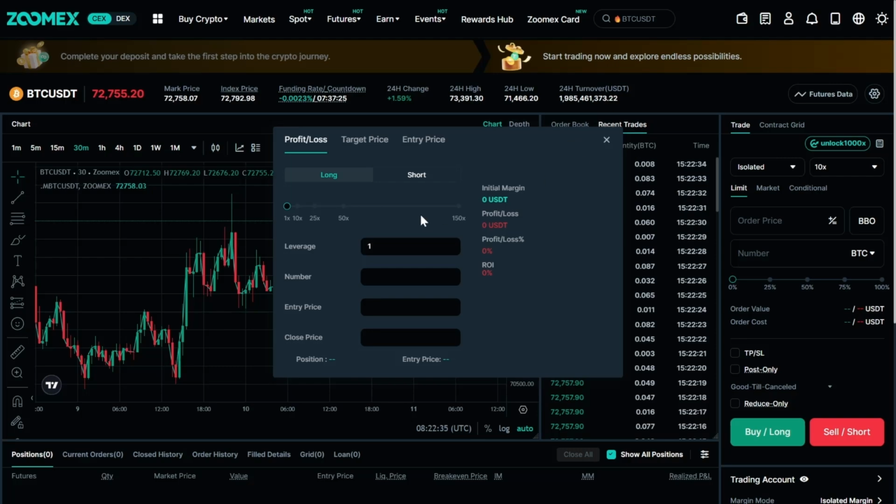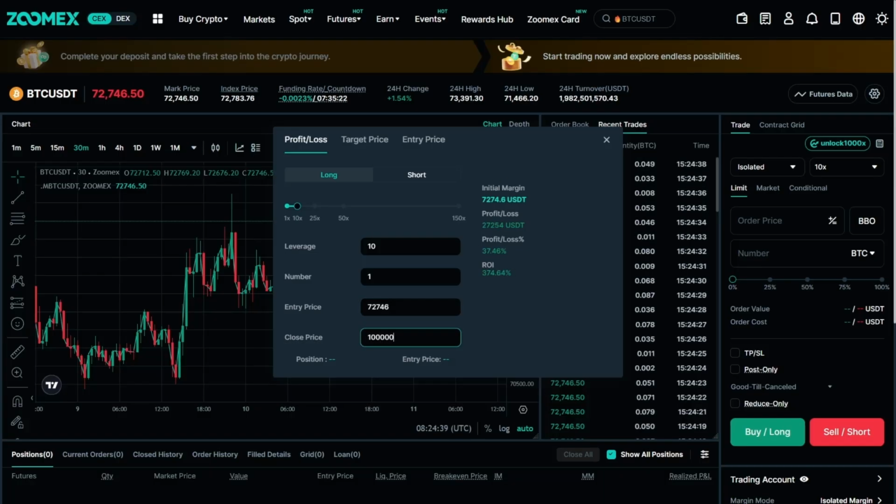Just giving you an example, let's say we have a 10x trade and we want our long position with 10x leverage to be about 1 Bitcoin. Our entry price would be 72,746, what it is now. And we would exit this trade at, let's say, 100,000.